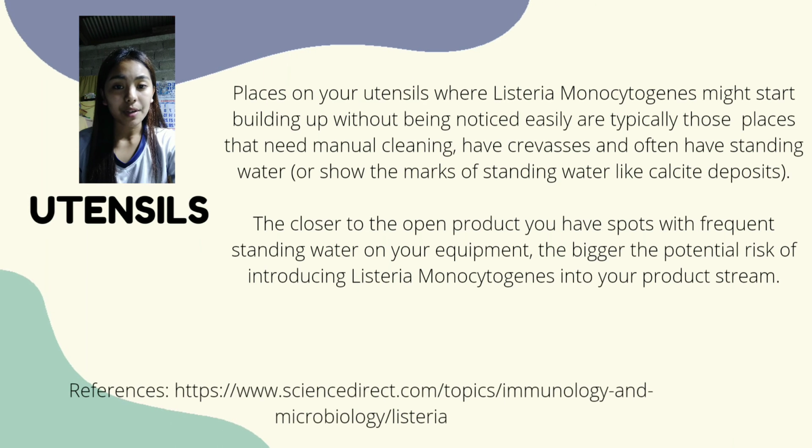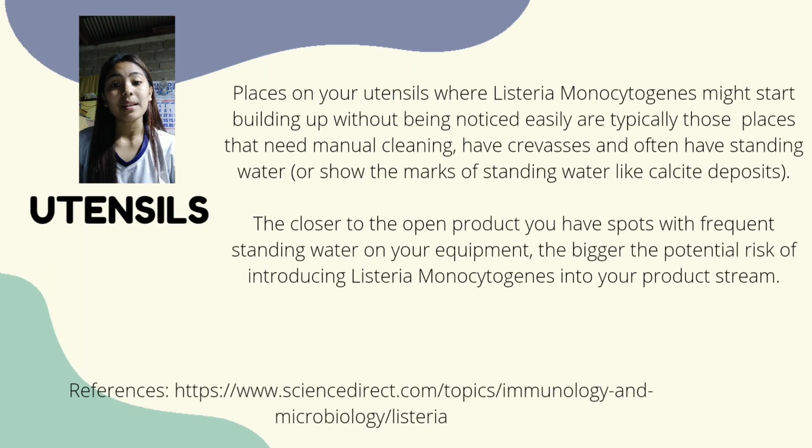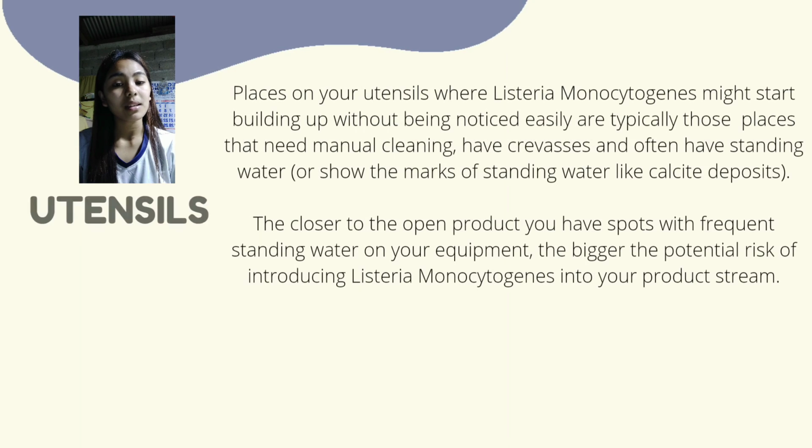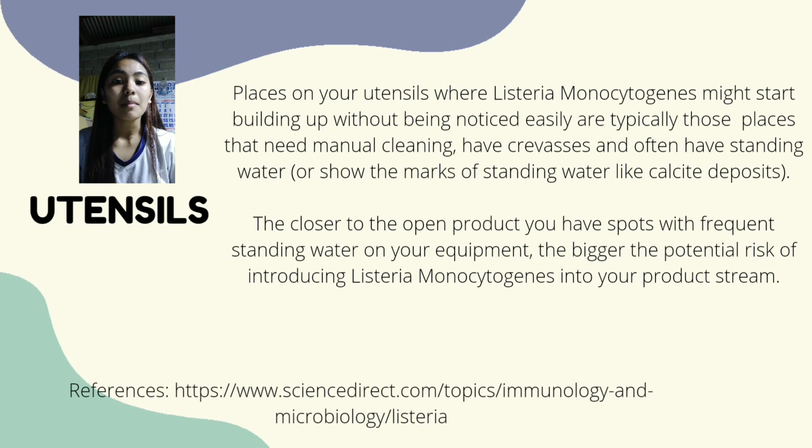The third source of Listeria is the utensils. In utensils, places on your utensils where Listeria monocytogenes might start building up without being noticed easily are typically those places that need manual cleaning, have crevices, and often have standing water or show the marks of standing water, like calcite deposits.